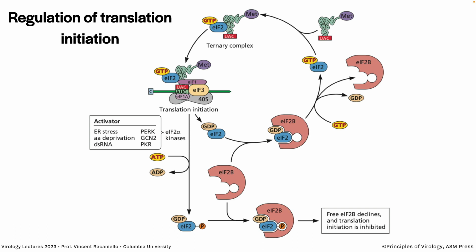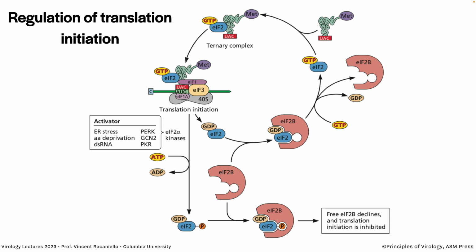Right? So this EIF2B is what we call a guanine exchange factor. It holds on to GDP and then exchanges it for GTP. Very important because it allows you to have enough GTP EIF2 for translation. So what does the cell do?